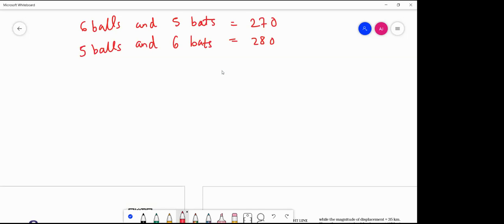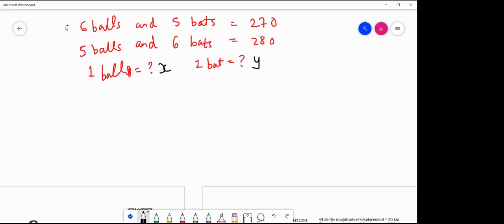So in this question, see, if I want to find the cost of one ball, that is how much one ball costs, and one bat, because I don't know the values, they are like variables now. It can be anything. So we will consider: let the cost of one ball be X and the cost of one bat be Y. Now we will try to put these conditions.